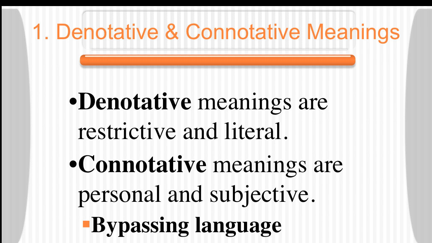When you think about connotative meanings, think about the complex web of understanding created by people in conversations. These connotative meanings are personal and subjective. My conception of freedom is not the same as your conception of freedom. Bypassing language is a communication problem that arises when the same words mean different things to different people. Bypassing language is a great example of how people attach meaning to words.